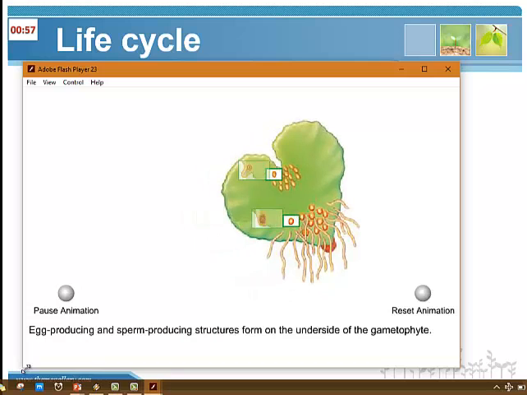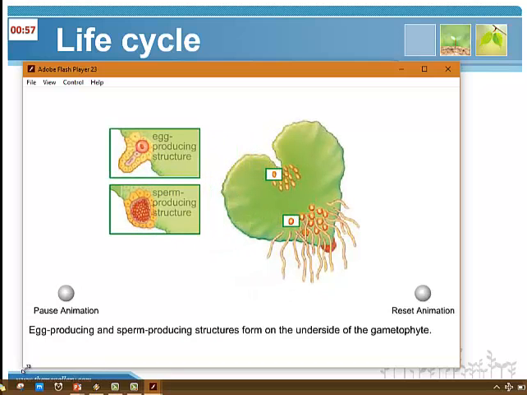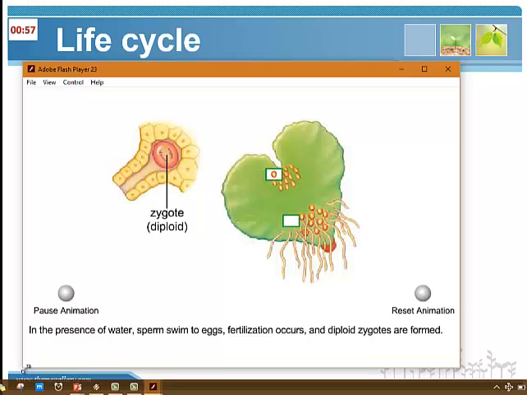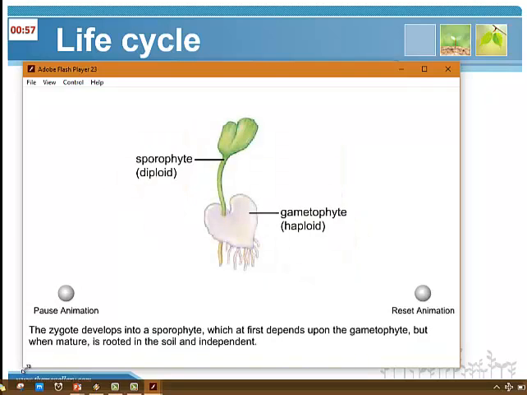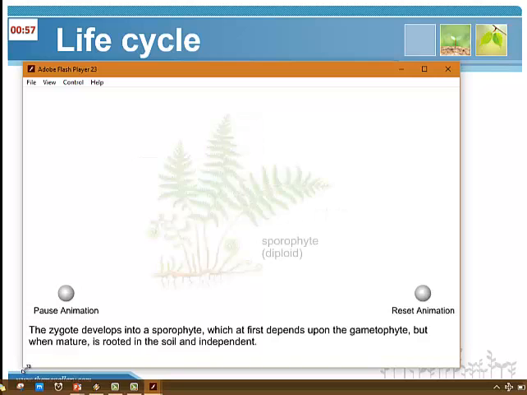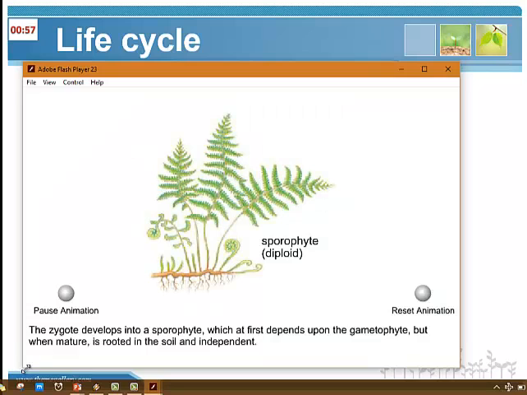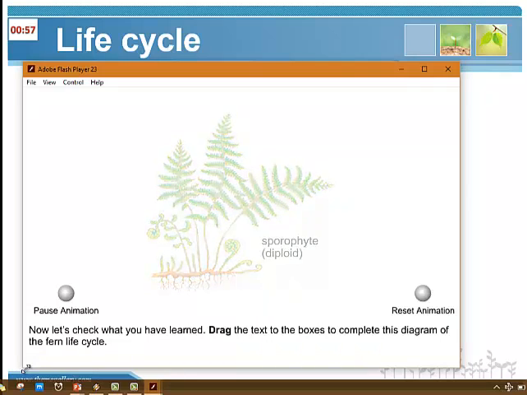Egg-producing and sperm-producing structures form on the underside of the gametophyte. In the presence of water, sperm swim to eggs, fertilization occurs, and diploid zygotes are formed. The zygote develops into a sporophyte, which at first depends upon the gametophyte, but when mature is rooted in the soil and independent. Now let's check what you have learned.